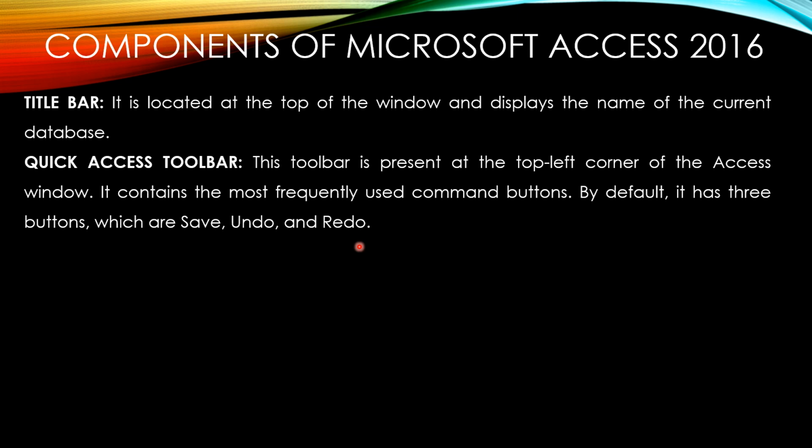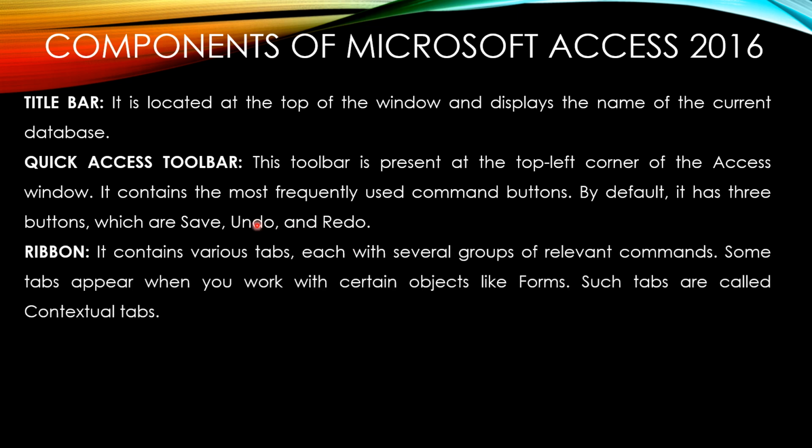So with the name itself we can understand quickly to get the access of something. Ribbon, it will contain various tabs, each with several groups of relevant commands. Some tabs appear when you work with certain objects like form. Such tabs are called contextual tabs. So there are various tabs in this ribbon and we will be having the concerned commands to it. Like if you are working with the forms, all the commands which are relevant to the forms will appear there in the contextual tabs.